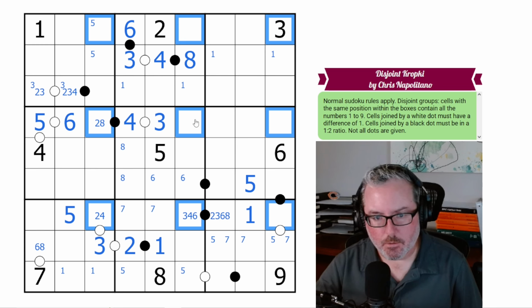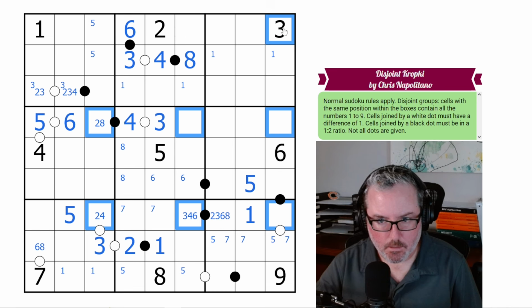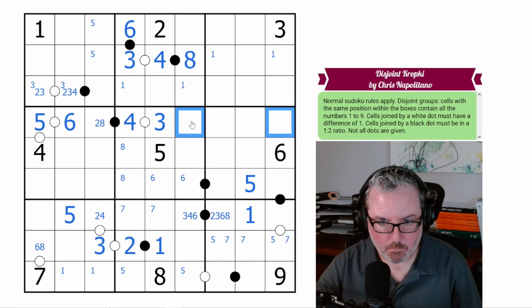So we know we have to put a 1 and a 2 in these locations. The 1 cannot go in any of these, cannot go in any of these, and it cannot go there. So it must go in one of these two.